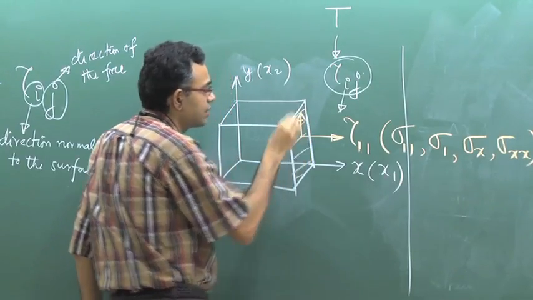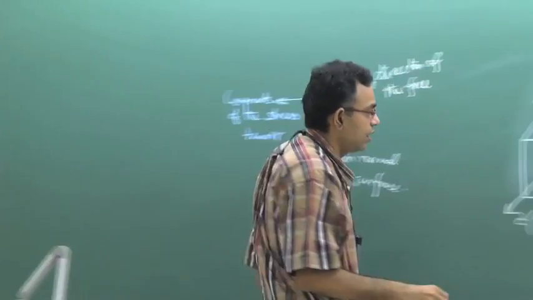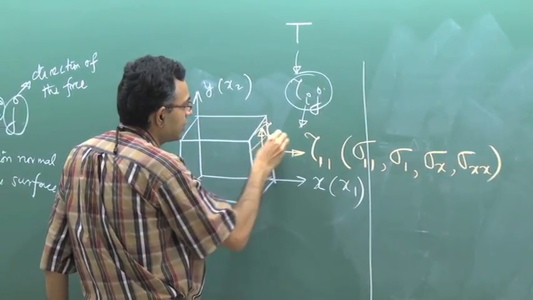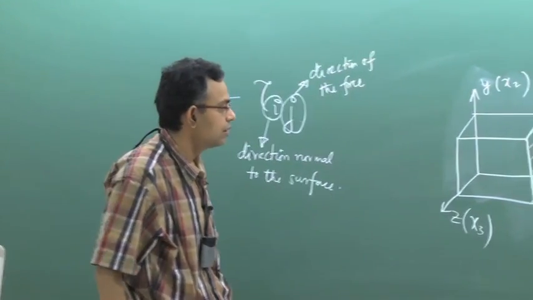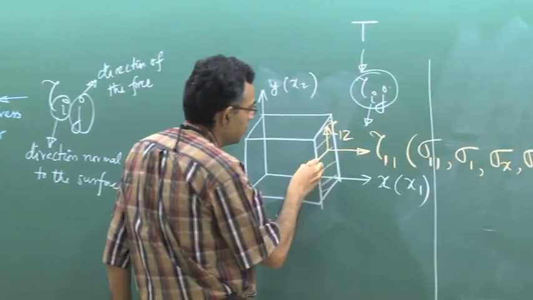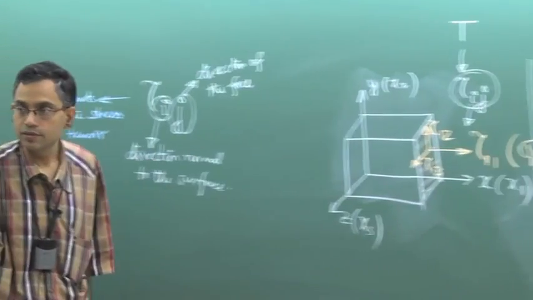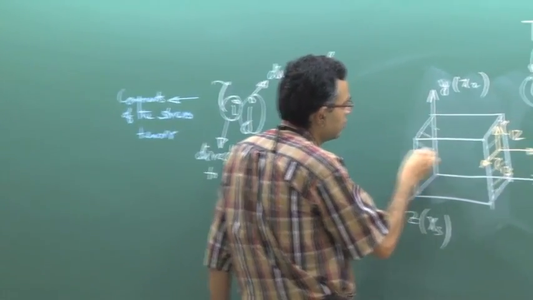Then think about this. This is tau 12. The direction normal to the surface is 1 and the direction of the force is 2. Similarly, this is tau 13, right. So, let us now consider this surface.